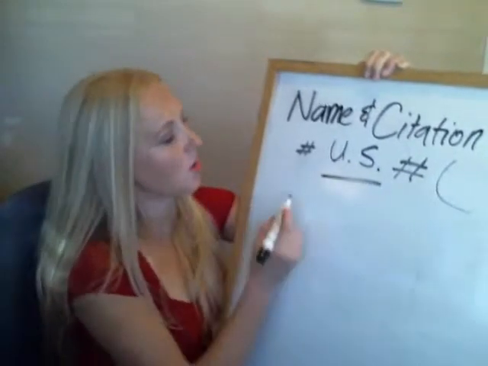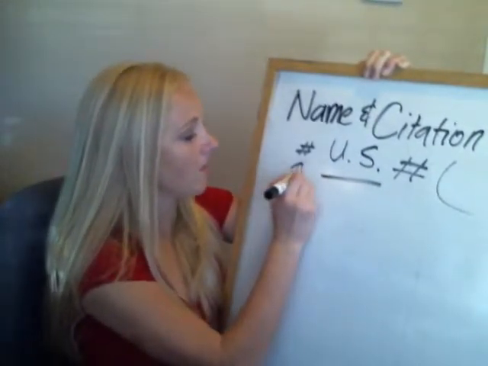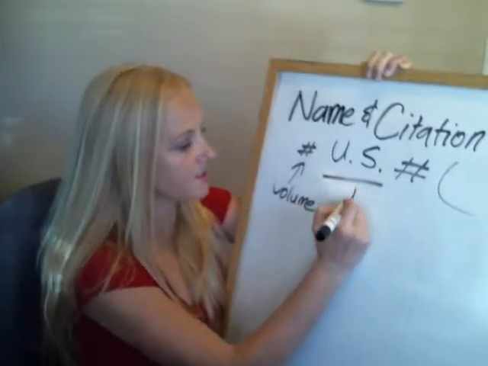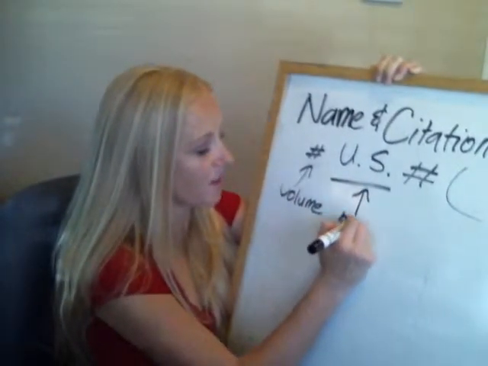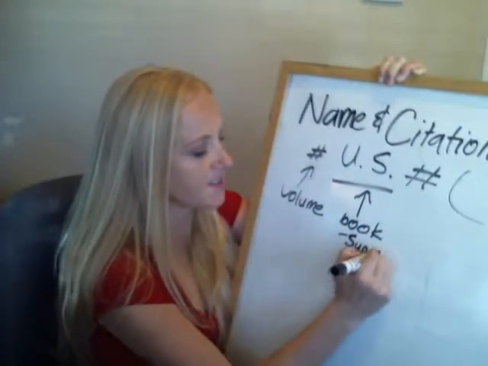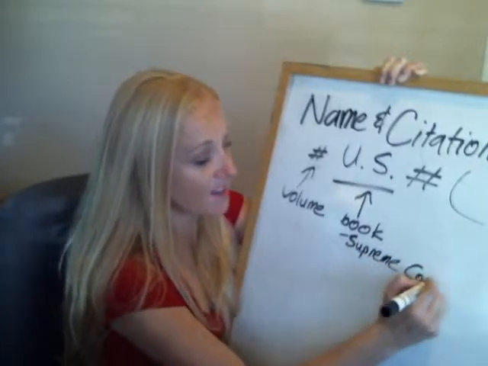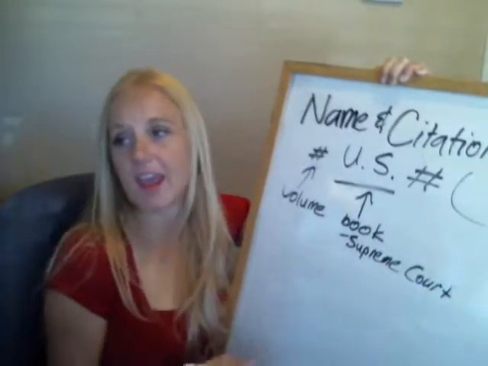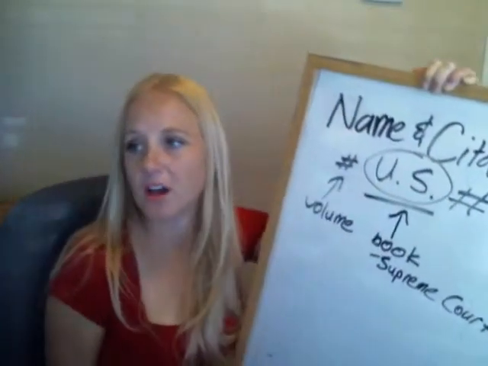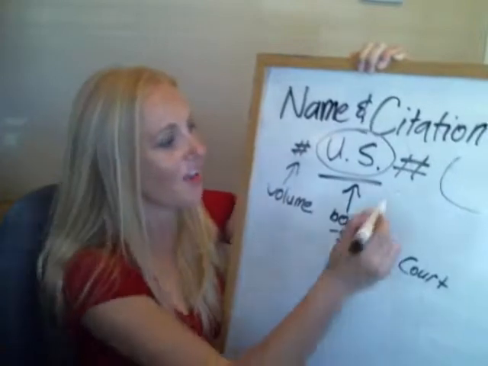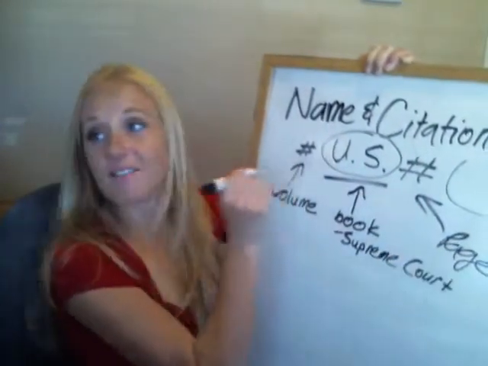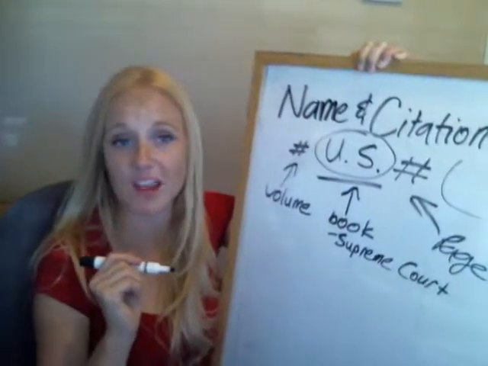These citations are going to tell you the number of the volume that it would be found in if it was in print. This right here will tell you the book that it is in, and this is based on whether it is the Supreme Court, a state book, or a circuit court. So this will depend on the jurisdiction of the court itself. Then this number right here will be the page number of that volume on which the court case started.